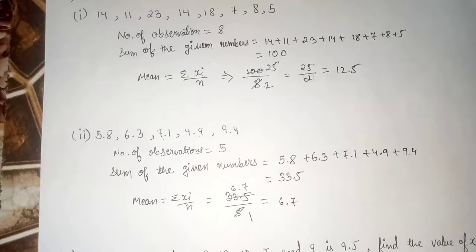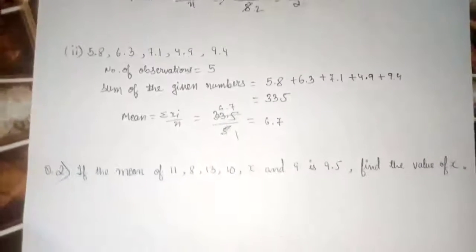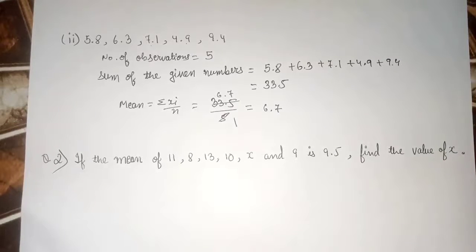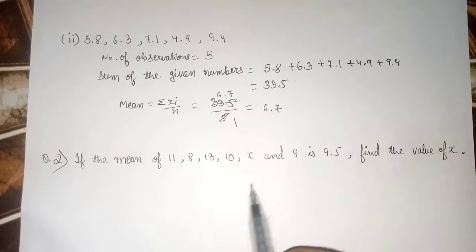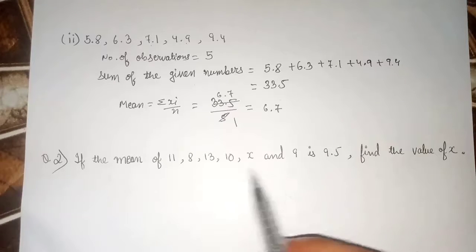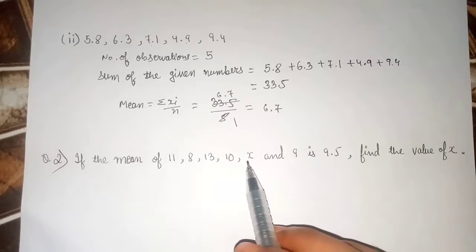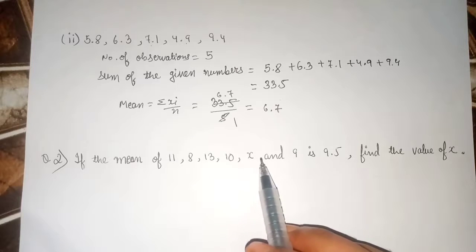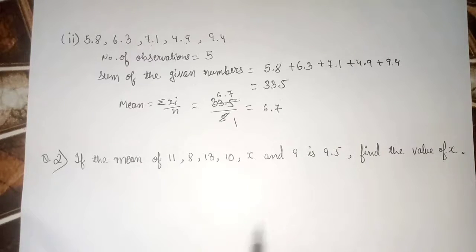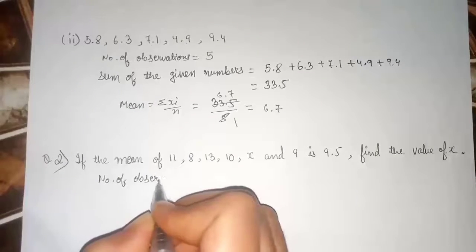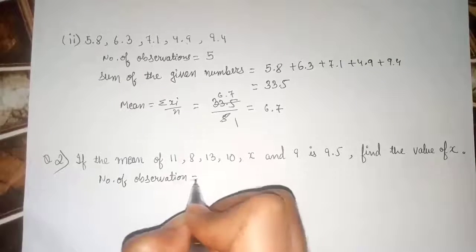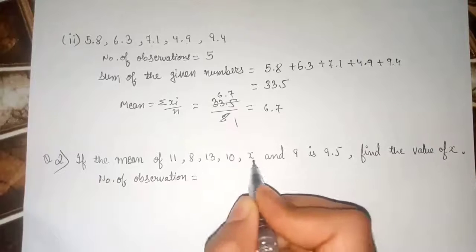Okay, so let's do one more sum. If the mean of 11, 8, 13, 10, x and 9 is 9.5, find the value of x. So here we have been given the mean of the numbers, and we have to find one number which is x. So how will we find it? First of all, we will write here number of observations. Number of observations equals 1, 2, 3, 4, 5, 6.